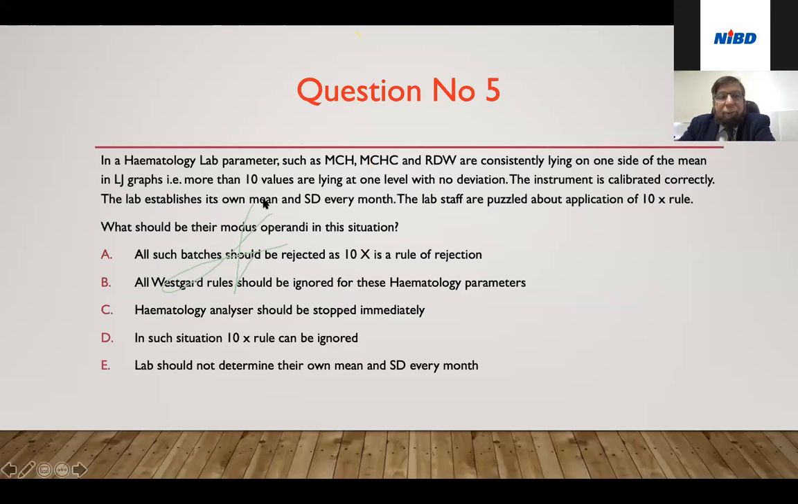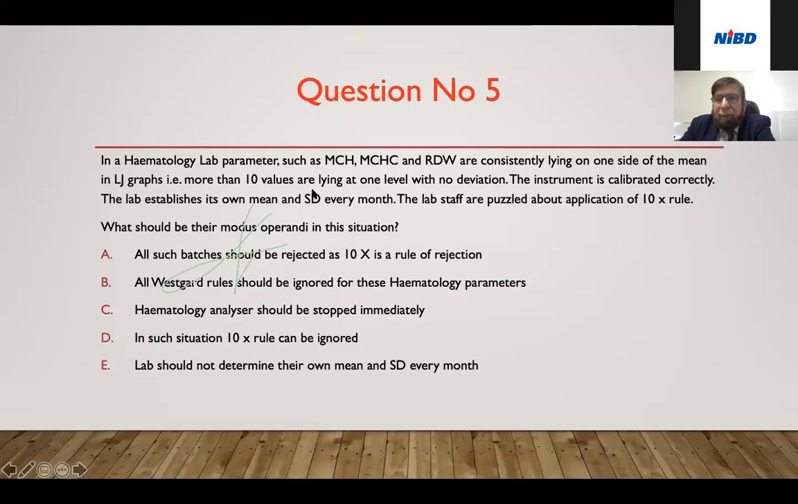Question 5. In a hematology lab, parameters such as MCH, MCHC, and RDW are consistently lying on one side of the mean. In LJ graphs, they are all on one side of the mean, more than 10, much more than 10, maybe 15, 20. They are violating the 10x rule, lying at one level with no deviation.